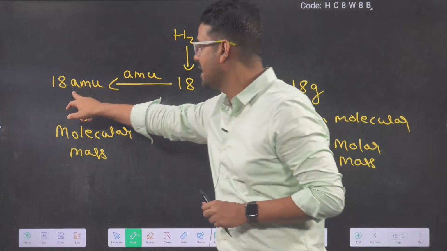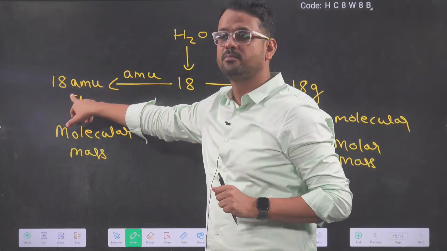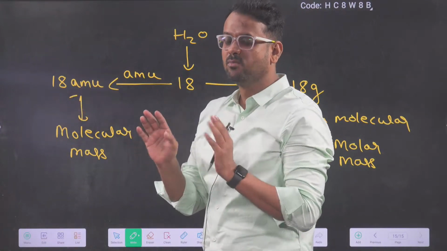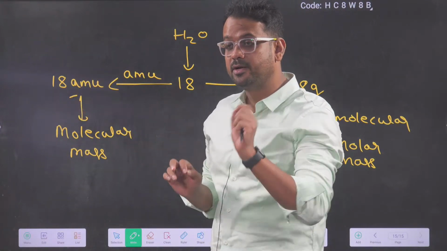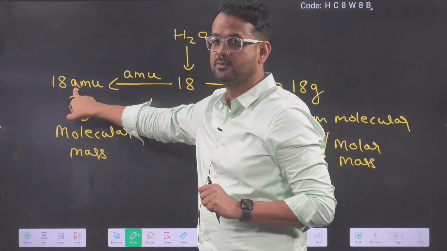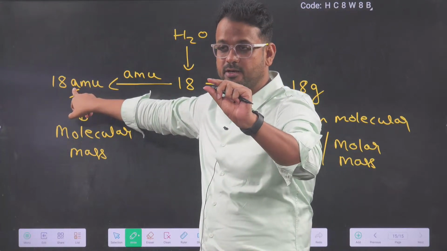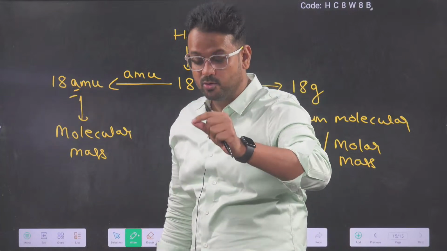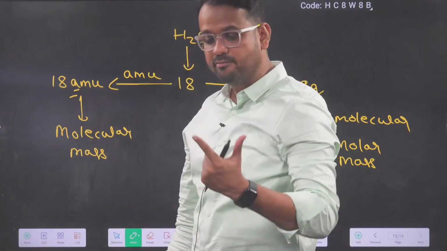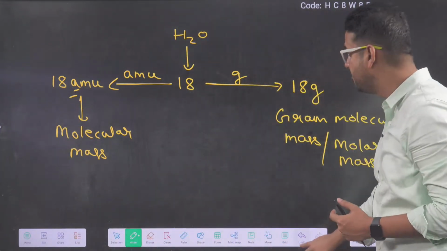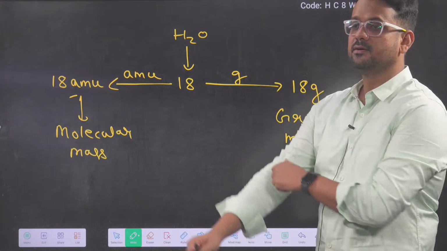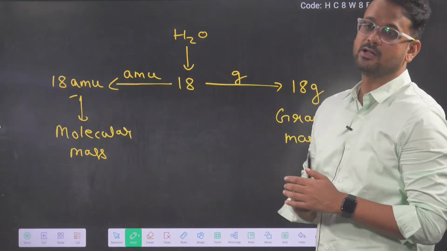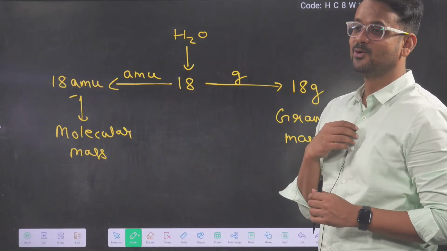Not 1 molecule, 1 mole. 1 molecule is this, very tiny. 1 water molecule is not 18 gram. You cannot take a weighing machine and put 1 water molecule and weigh it. Is that possible? Have you ever done it? On a weighing machine, have you put 1 water molecule and got the answer as 18 gram? No.